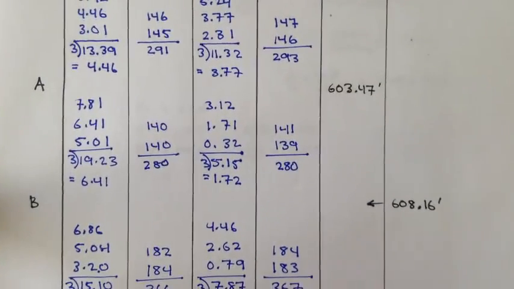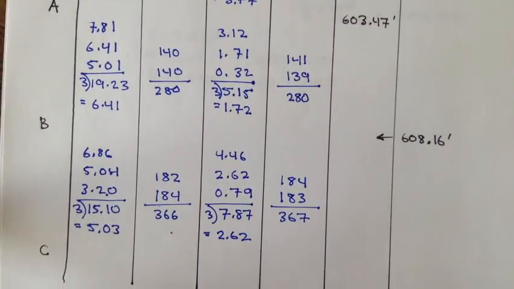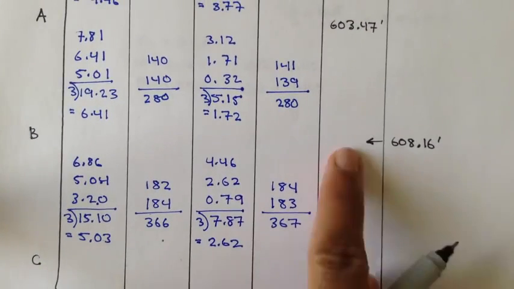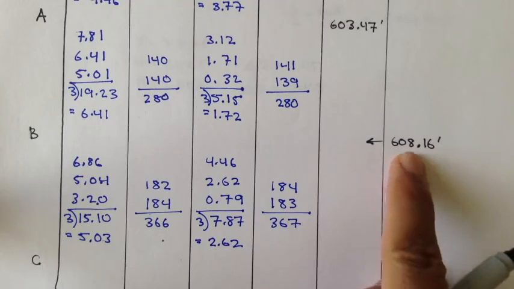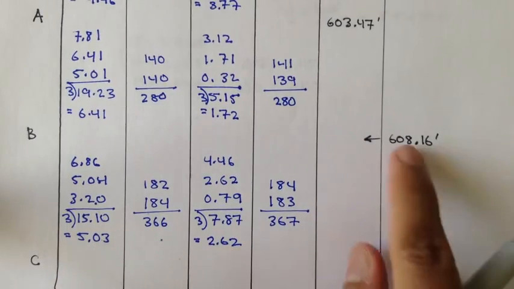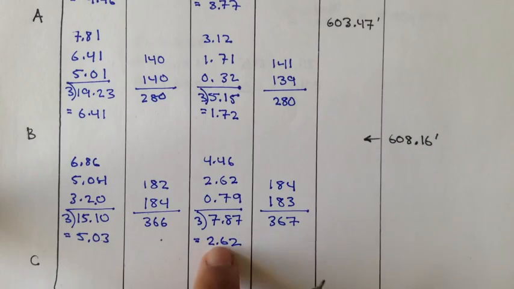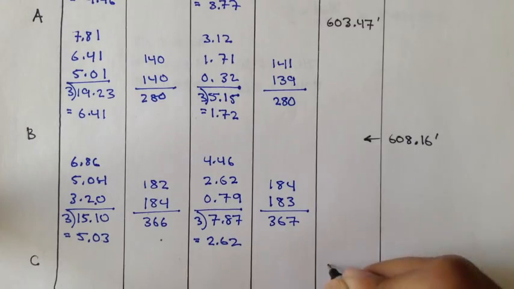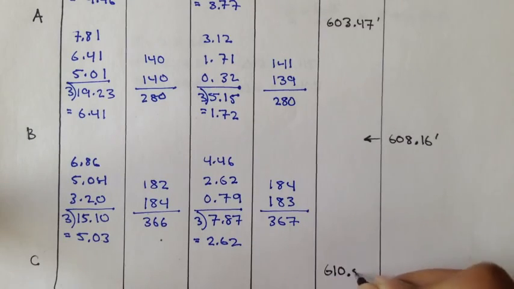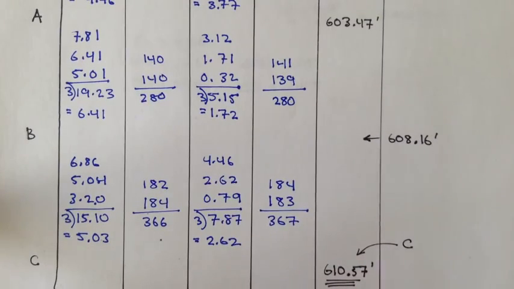Okay? So, to find the elevation of point C, you take the previous elevation, you add the backsight, and you subtract the foresight. So 608.16 plus 5.03 minus 2.62 is 610.57. Okay? And this is the elevation of point C using 3-wire leveling.